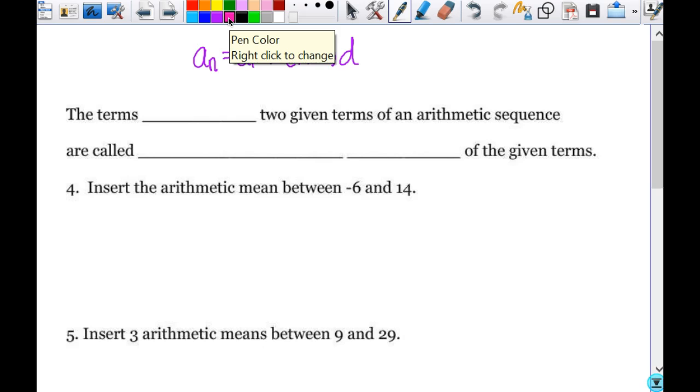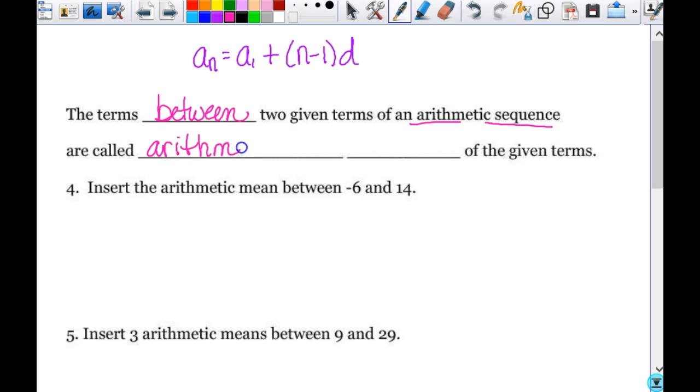All right, so the terms between two given terms of an arithmetic sequence, not of any sequence, but of an arithmetic sequence, are called the arithmetic means of the given terms. Okay, so it has to be the one that's right in between two other terms. Those are the arithmetic means.